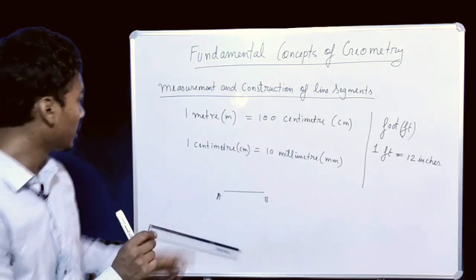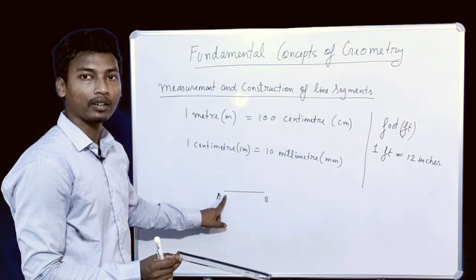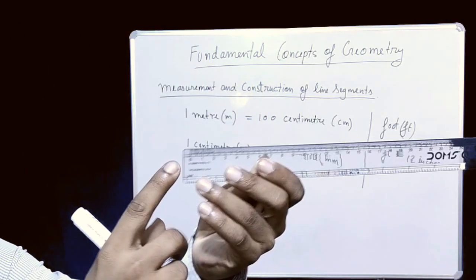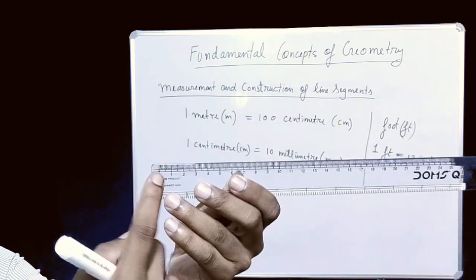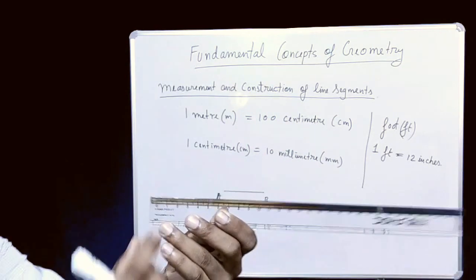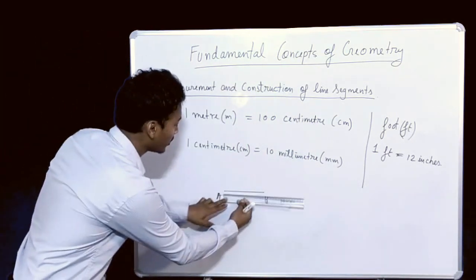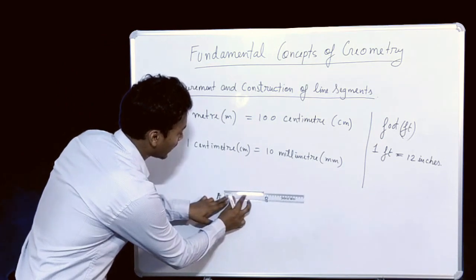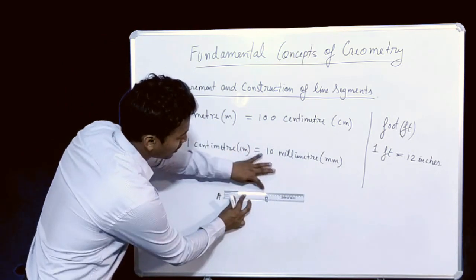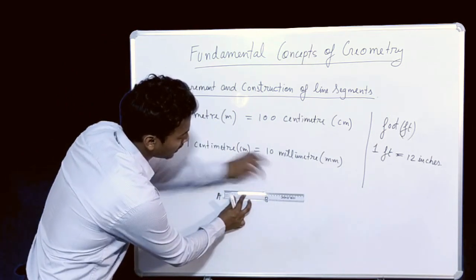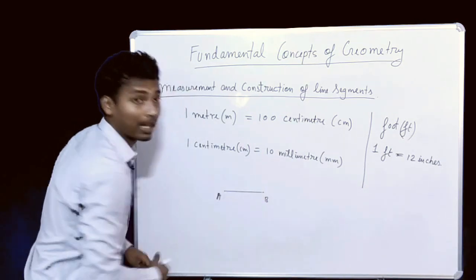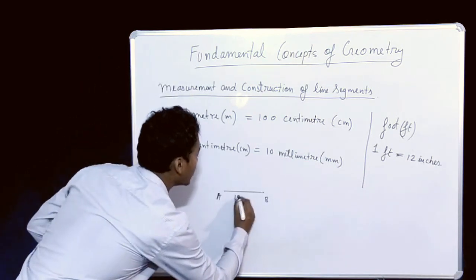So we'll start at the starting point, that is A. Now you have to place the point where it is written 0, or the first marking, on the starting point. So we'll place this here on A and we'll see where the end point lies. Here you can see this end point B is lying at 15. So it means the length of this line segment AB is 15 centimeter.